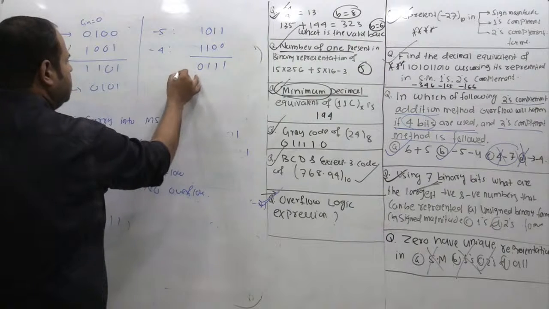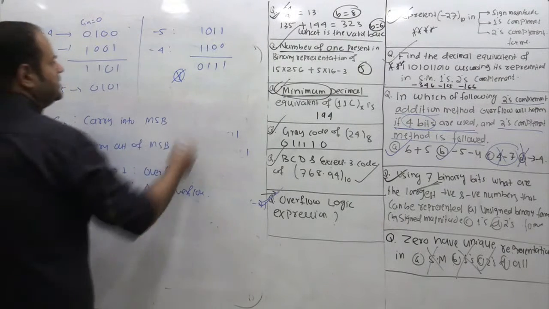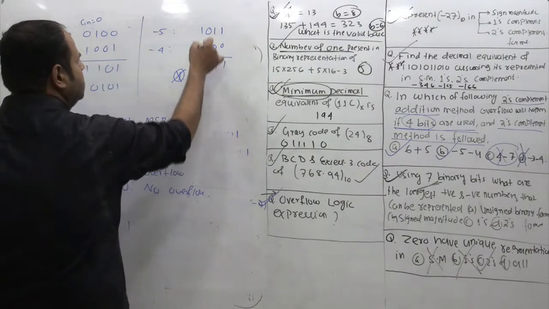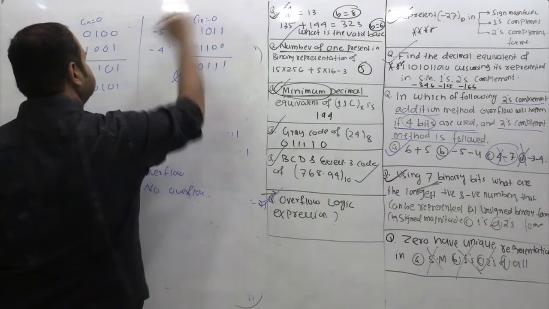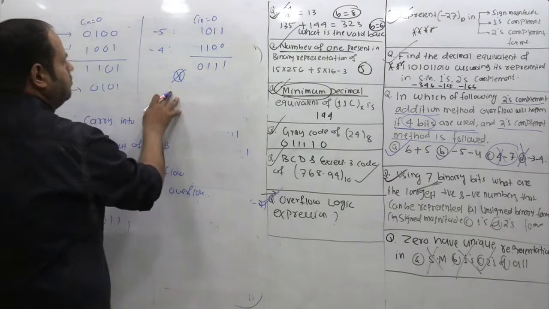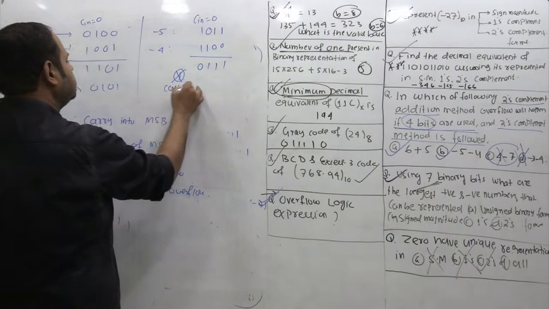If you add it, you get 1, 0, 1, 1, 1, and carry is 1. But in 2's complement, this carry is discarded. So in this case, you can see this is 0, 1, 1, 1. Here we are not getting any carry into this, so basically Cin in this case is 0. However, we are getting Cout, right? We are discarding this carry, so we are getting Cout equal to 1.